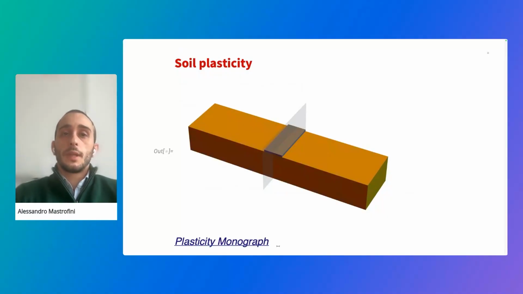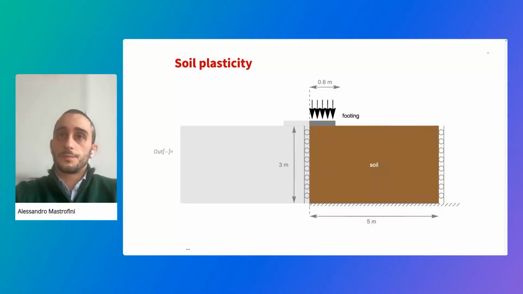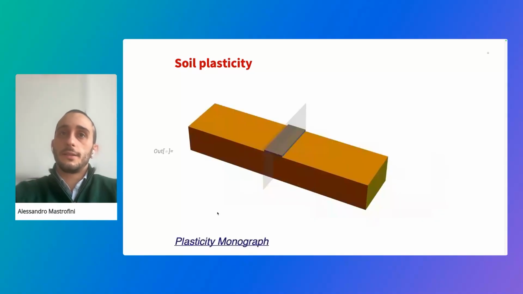Okay, so now we always think about plasticity as something related to metals, but that's not all. Soils may also show an elastoplastic behavior, in this case mostly related to the shear. All this information can again be found in the plasticity monograph. So let's take this example here.